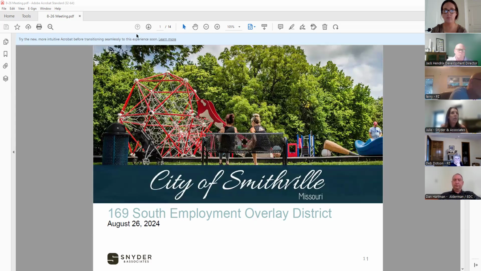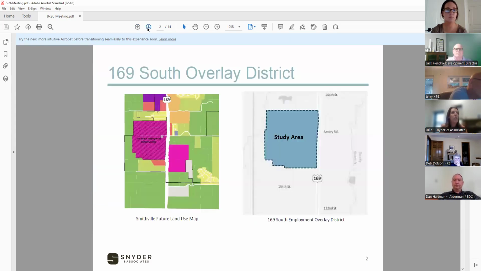So again, this is for the 169 South Overlay District. You know your community, but Highway 169, and on the east side over here, this area, south of this residential area, and then there's a little gap of county, I believe, before the Kansas City city limits begin. That is unannexed at this time, right? That little stretch to the south.